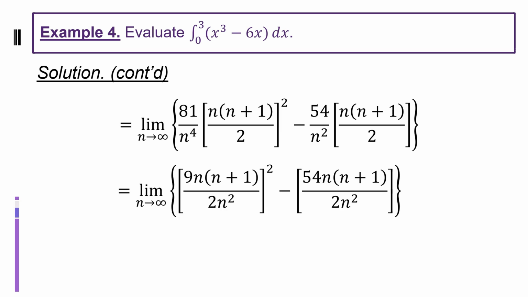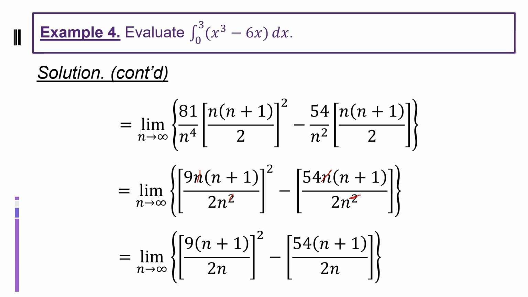And pwede actually nating ipasok yung 81 over n raised to 4 dito sa ating dito. Okay, we just have to take the square root kasi naka-square to. Eto, pwede rin nating ipasok sa loob. Since nandyan na sila sa loob, pwede na natin itong i-cancel. Which leaves us with the limit as n approaches infinity of the square of 9 times n plus 1 over 2n minus 54 times n plus 1 over 2n.